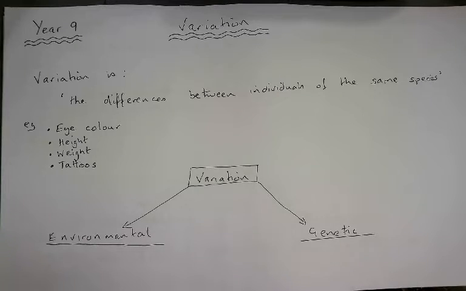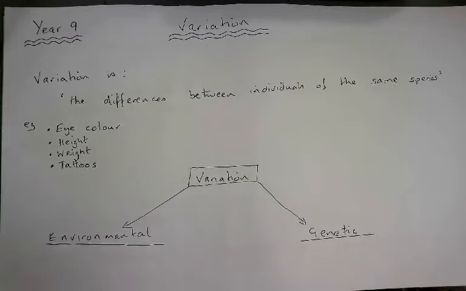Hello, today we're going to be looking at variation. The definition of variation is the differences between individuals of the same species. An example of that is eye colour: blue eyes, brown eyes, green eyes, hazel eyes.